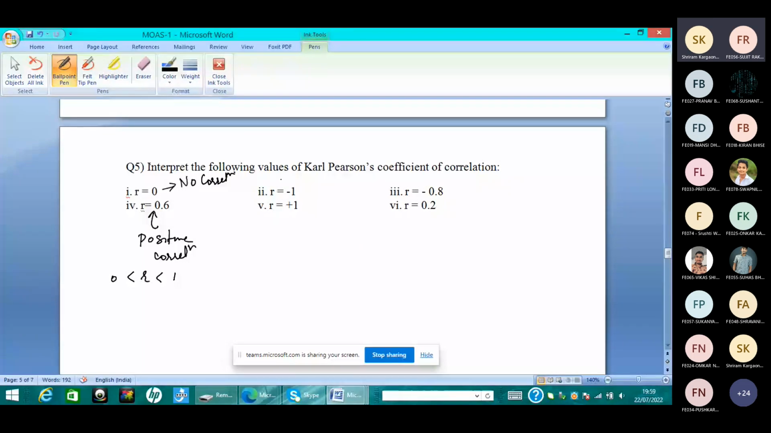Then r is equal to -1. Perfect negative correlation. r is equal to +1, perfect positive correlation. Okay. If r is equal to -0.8, again negative correlation, and r is equal to 0.2, again this is positive correlation. Okay, so you have to write that one only, nothing else. Did you all understand this?